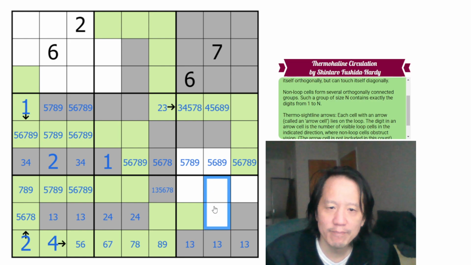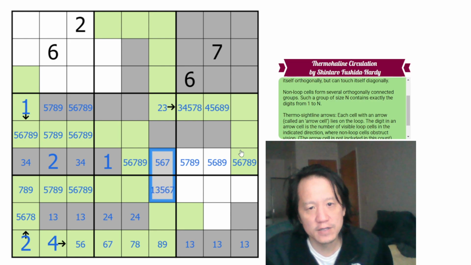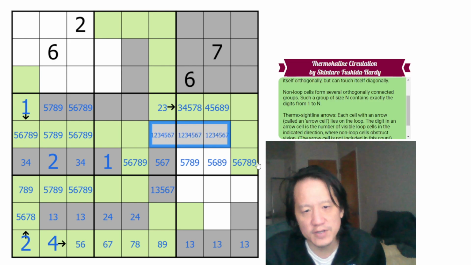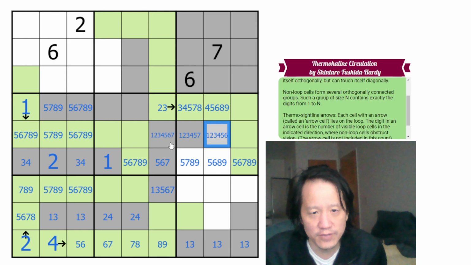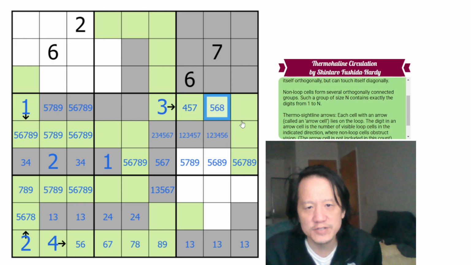So now this region must contain the digits at most 1 through 7. So these can't be 8 then. This can't be 8. This is 1, 2, 3, 4, 5, 6, 7 at most. This can't be 6. This can't be 7. This can't be 1. And we know this is 3 actually, because this sees 3 digits, and it has to be continuously increasing. So this is 4, 5, 7. This is now 5, 6, and 8. This is 6, 7, 8, and 9.